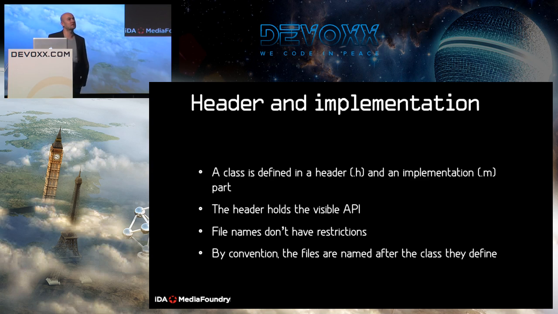is that your file names don't have a restriction like in Java. In Java, you have to name your file as your class. Well, this is a convention in Objective-C. We do this as well in Objective-C, but you are not forced to. Actually, in Objective-C, you can have many class definitions in a header file and many implementations in an implementation file. But obviously, that's not well-structured code. But it is possible, and sometimes it's handy to have this feature.